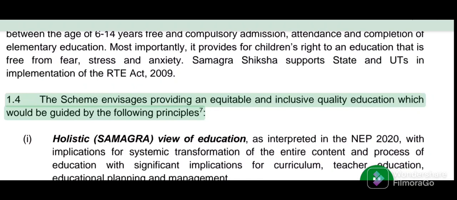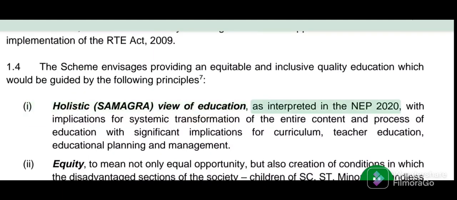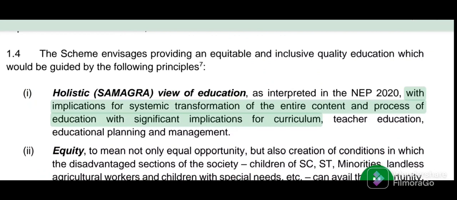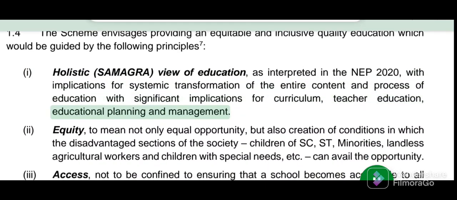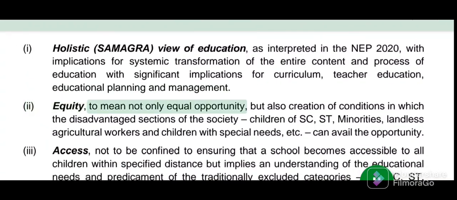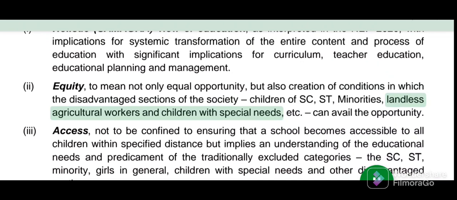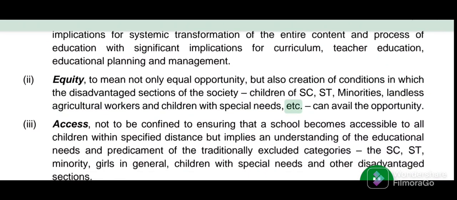1.4 The scheme envisages providing an equitable and inclusive quality education which would be guided by the following principles. A holistic Samagra view of education, as interpreted in the NEP 2020, with implications for systemic transformation of the entire content and process of education, with significant implications for curriculum, teacher education, educational planning and management. Equity, to mean not only equal opportunity, but also creation of conditions in which the disadvantaged sections of the society, children of SC, ST, minorities, landless agricultural workers and children with special needs, etc., can avail the opportunity.